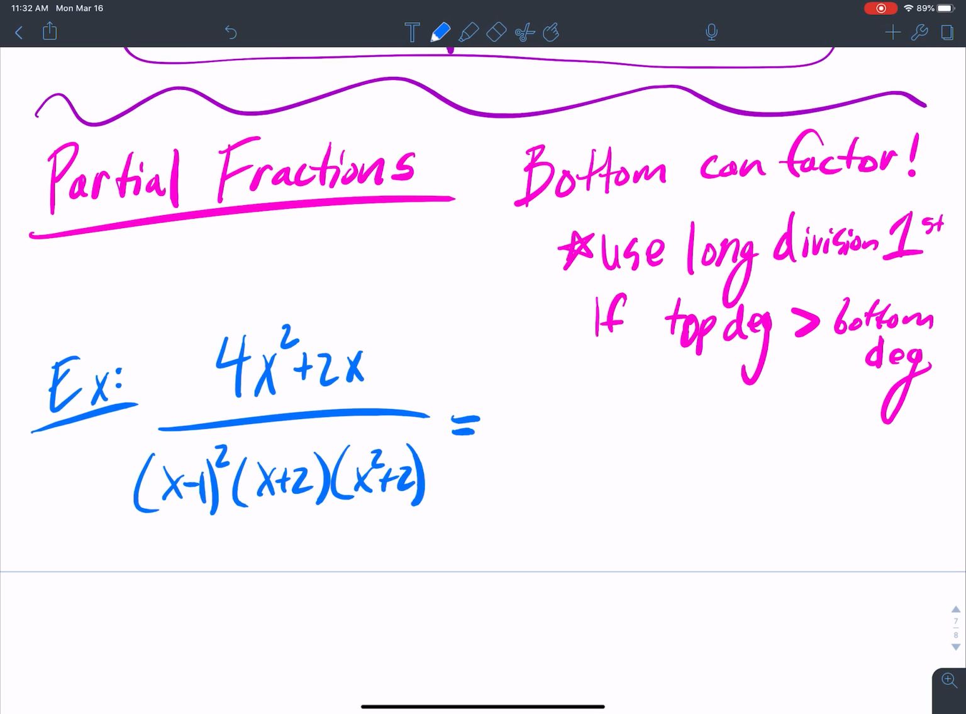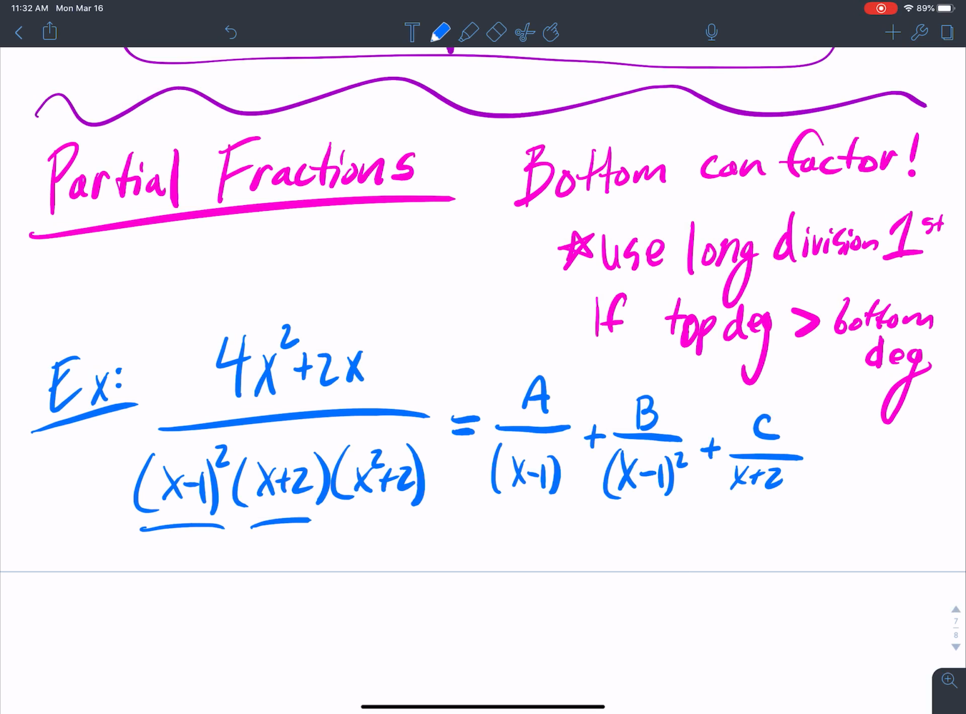Okay, so I look and I say, do I have any linear factors? Yeah, I got a couple. I've got an x minus 1, and a linear factor has a constant on top, plus an x minus 1 squared, another constant. I build up the power, build it up. Okay, so I'm good with that one. I built it up to how big it needs to be. Then I have another linear factor, x plus 2, so I have another constant.